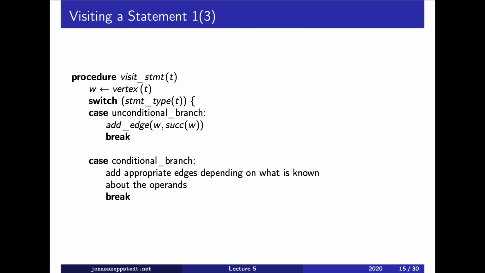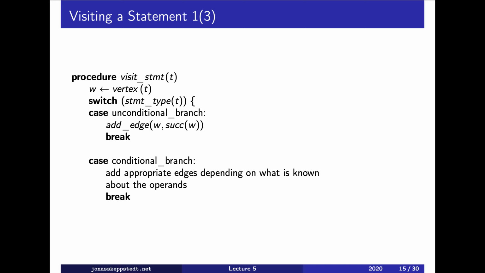Okay, so to visit a statement or instruction, we can use a switch and see which type of instruction it was. If it was an unconditional branch, then we add an edge from the current vertex to the only successor vertex.